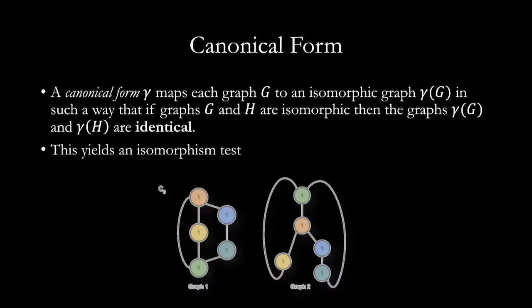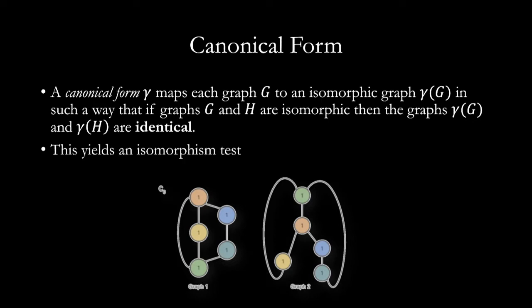A canonical form gamma maps each graph G to an isomorphic graph gamma(G) in such a way that if graphs G and H are isomorphic, then the graphs gamma(G) and gamma(H) are identical. This yields an isomorphism test. Given two graphs G and H, compute gamma(G) and gamma(H) and check if they are identical, which can be done in linear time.